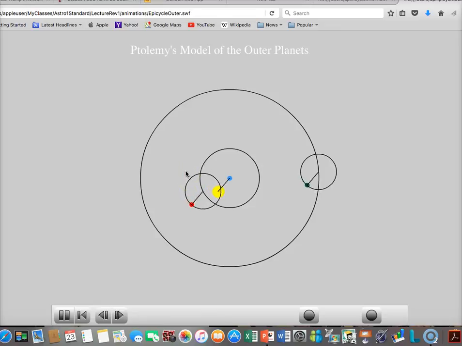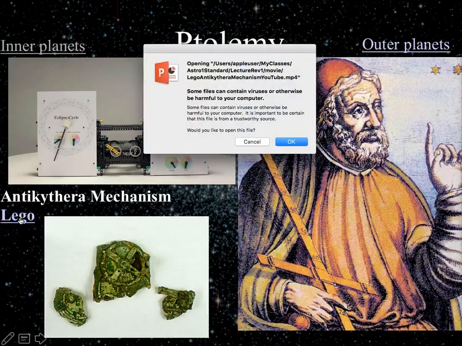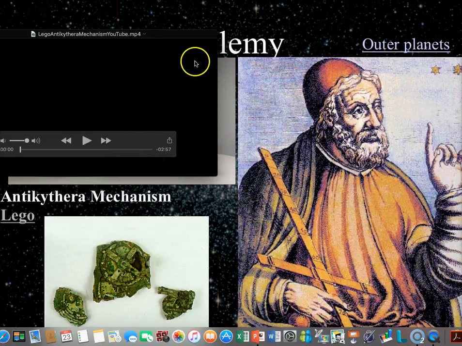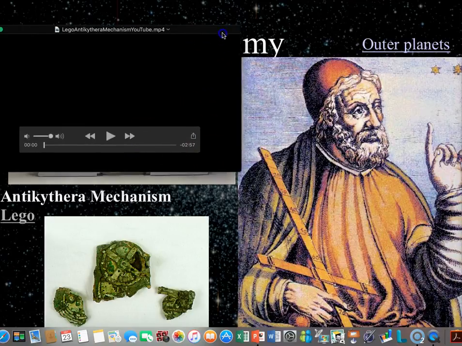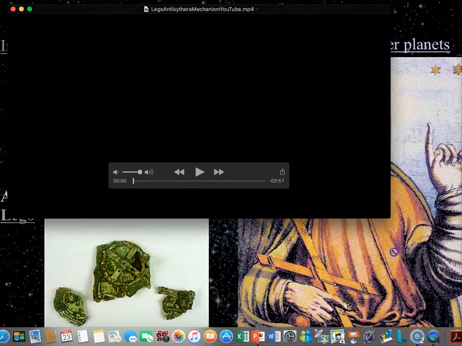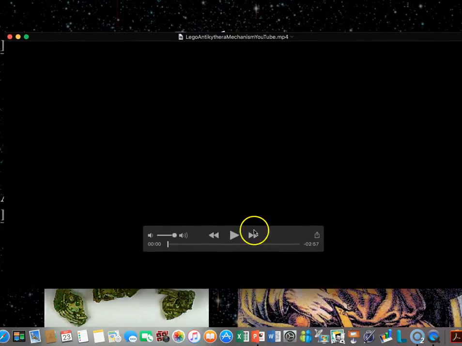Now the next thing I want to show you is a little movie that you can pick up on YouTube, and I'll just play it straight away here. Some folks used Lego toys and made this thing called an Antikythera mechanism. We'll just play it and let you watch it.